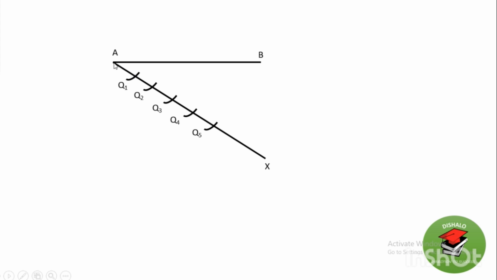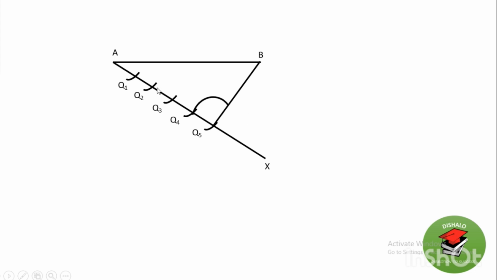So how did I do that? I kept my compass needle on A with a particular measurement. Then I cut this arc. Then I put the needle on Q1 and I cut this arc. Same way I put the needle on Q2, I cut this arc. Then from Q3 to Q4, Q4 to Q5. Next step is join Q5 and B. Then without changing the measurement, you keep the needle of the compass at Q5, and draw an arc on Q4.